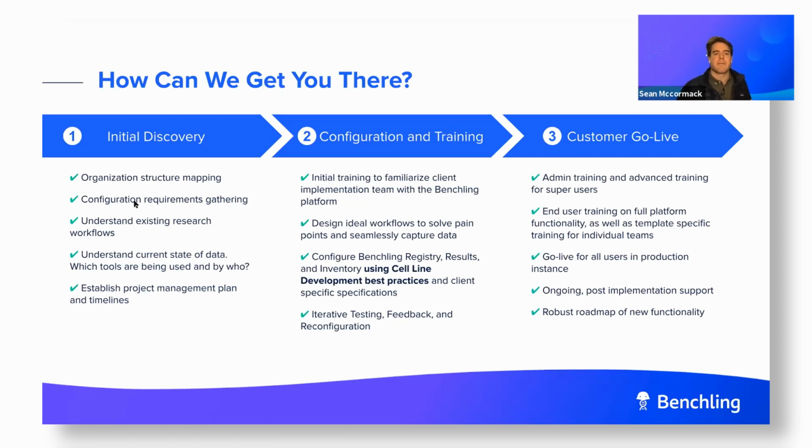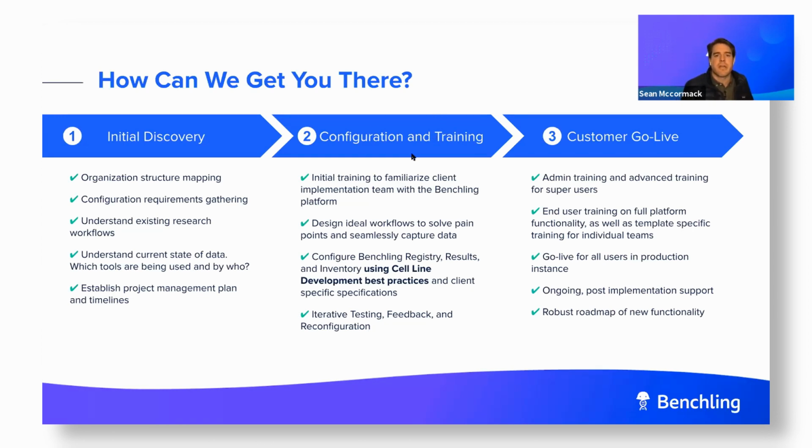After that, we'll start talking about configuration requirements. Of course, we know you're a cell line development team, and so we have a basic understanding of what you're trying to do. We really want to know what makes your organization unique and specific so that we can really cater to your use case. This will include understanding your existing research flows, and then, of course, understanding the current state of the data. If we go back to the scientist on the first slide with all of those disparate solutions, we want to know what those are and how you're tracking them so that we can start making a model that's going to capture it all in Benchling efficiently so we can get you on the platform quicker. Once we've understood all this, we'll establish some project management plans and timelines to get us started.